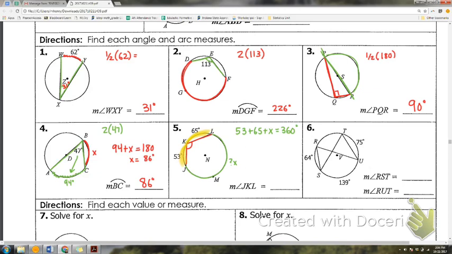All right, we're getting that this arc for x is 242. So that means the arc is 242, but that's not our angle, right? Our arc is 242, and then we know that the angle is half of the arc. So half of 242 gives me 121 degrees.